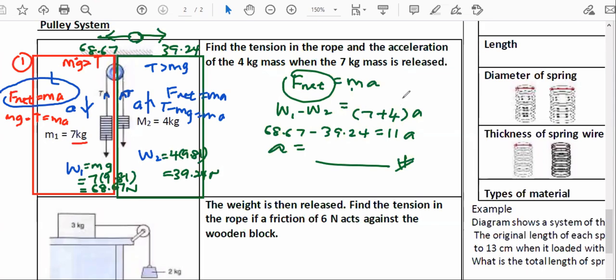But I worry students sometimes get confused with the mass part, like you forgot to total up the mass. So you need to be careful. This is the second method. Okay, so we move on to the next.